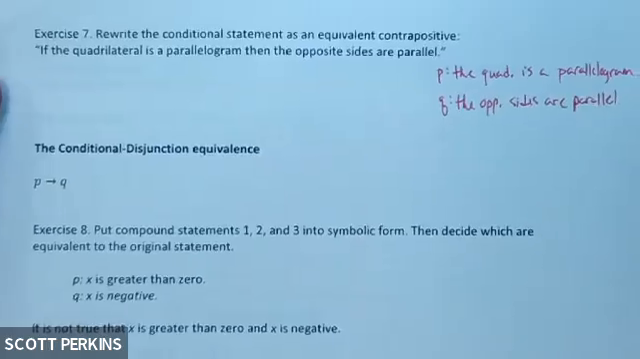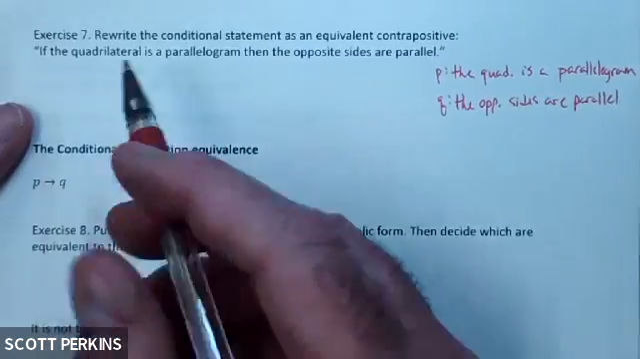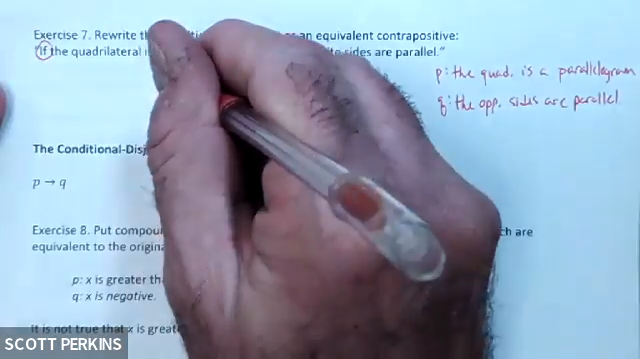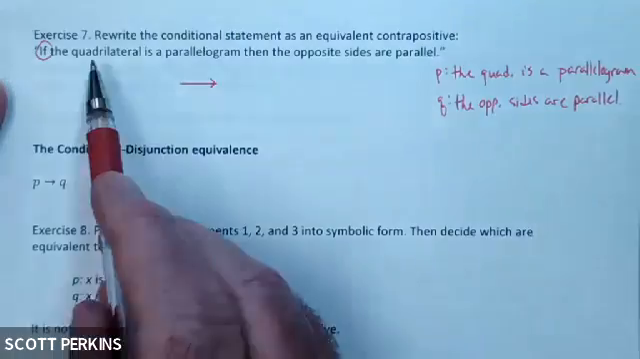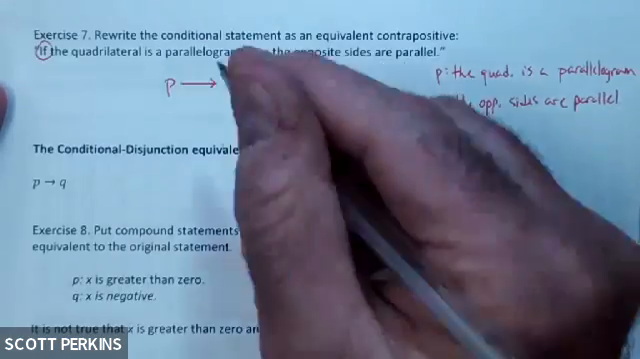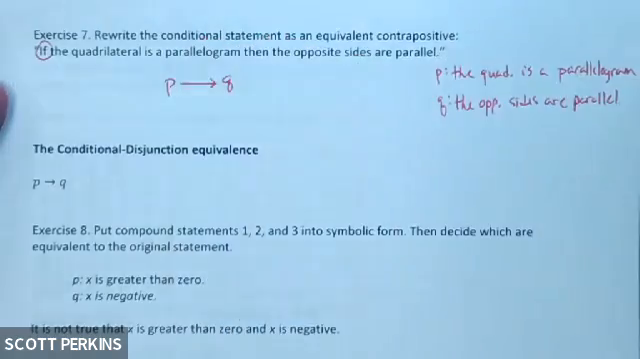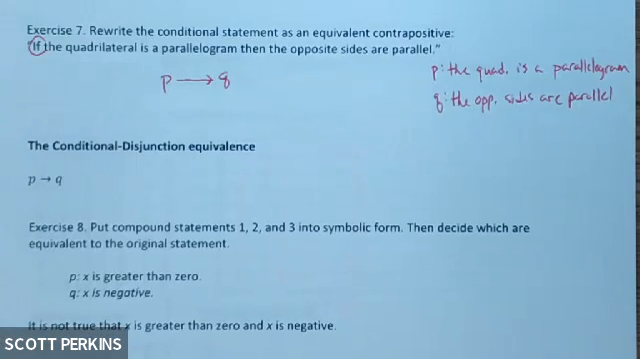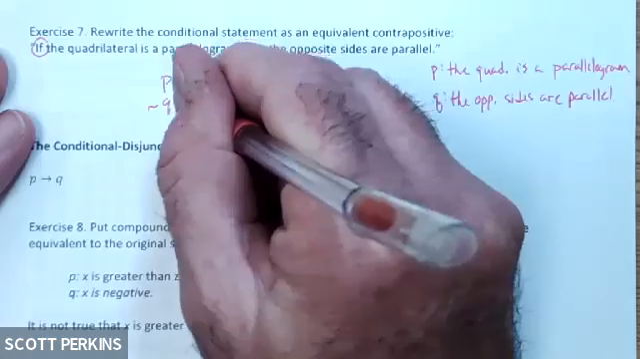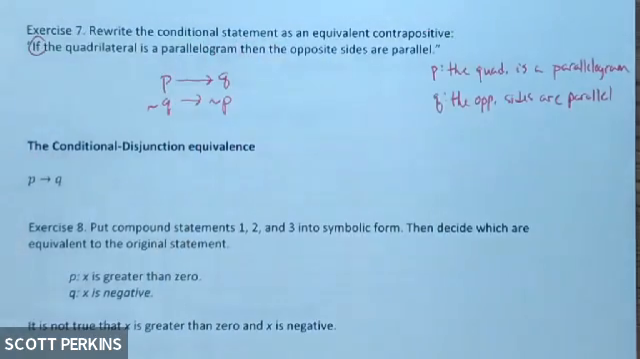Okay, so then what that means is my statement right here, since it's an if-then statement, it starts with the word if. I'm going to use my arrow. If the quadrilateral is a parallelogram, that's P. Then the opposite sides are parallel, that's Q. I asked you to write the contrapositive. The contrapositive is what you get when you flip the order and the negation. So I've got squiggly Q, then squiggly P. Okay, that's the contrapositive right there.